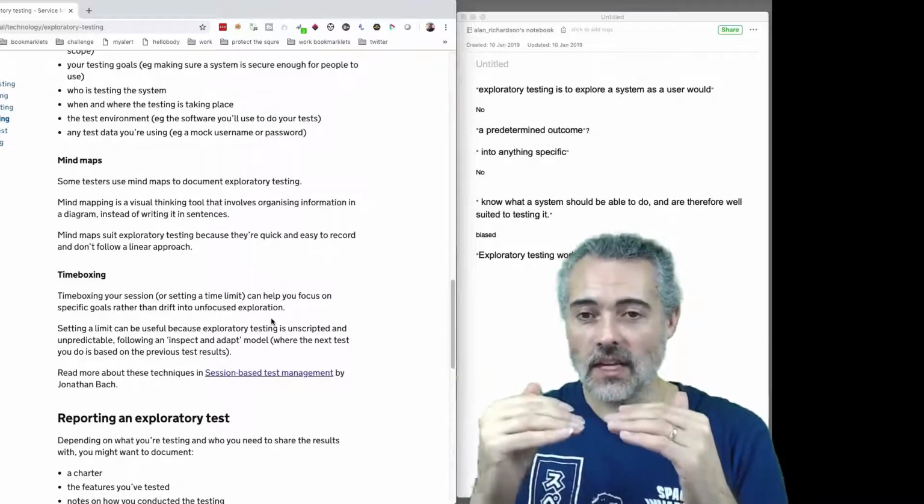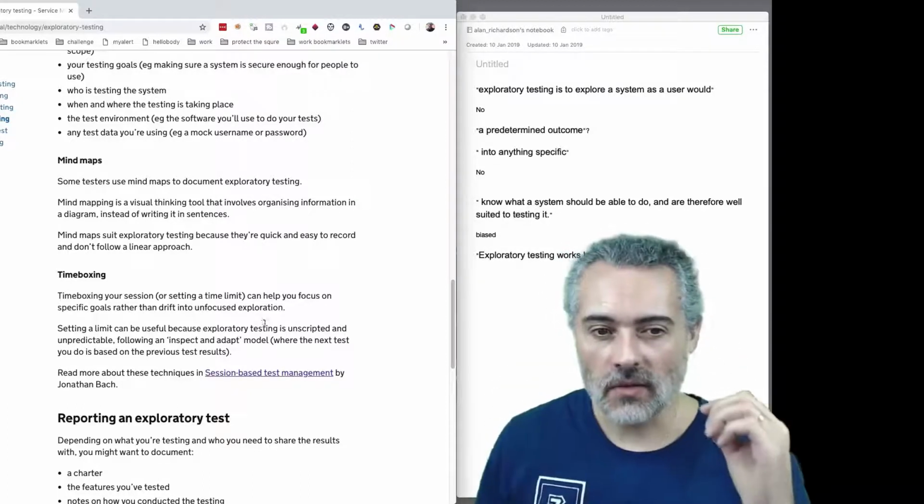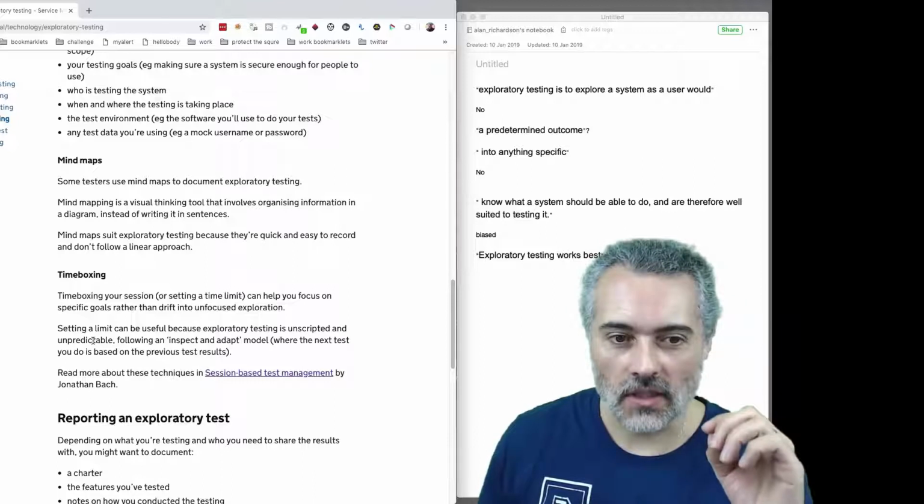We know we're getting to the end of the time. Have we done enough in this time? Have we been on track? And it forces that time pressure. But I don't think it's because it is unscripted and unpredictable.